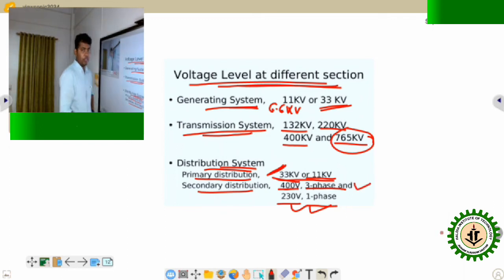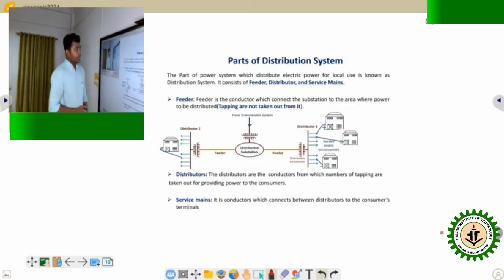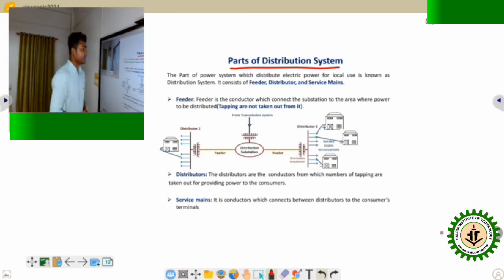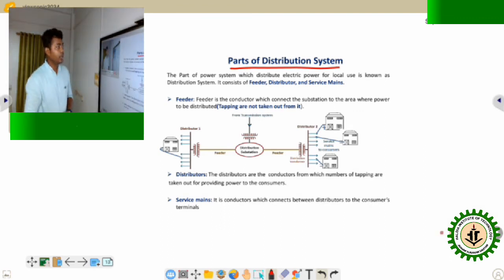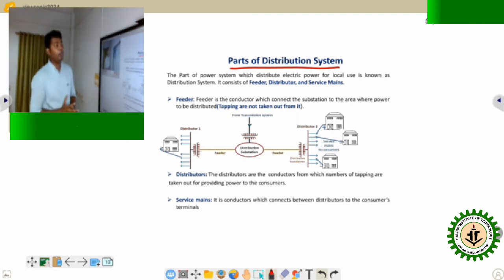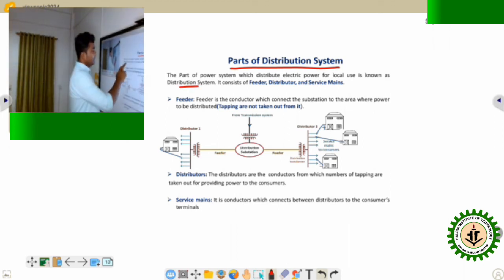Next, the parts of the distribution system. So distribution system means what? The system which is used to supply power for local uses is called the distribution system. In the distribution system there are three parts: feeder, distributor and service main.